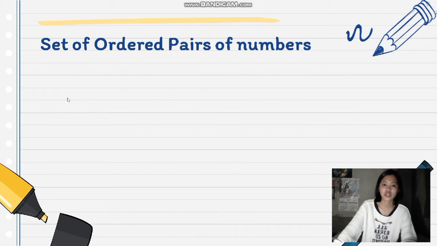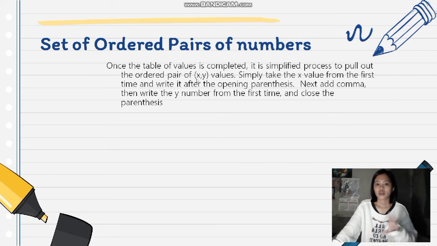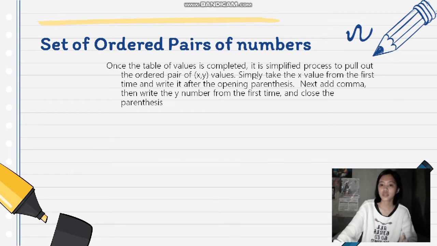Another example, set of ordered pairs of numbers. Once the table of values is completed, it is a simplified process to pull out the ordered pairs values. Simply take the x value from the first row and write it after the opening parenthesis. Next, add a comma, then write the y number from the first row and close the parenthesis.